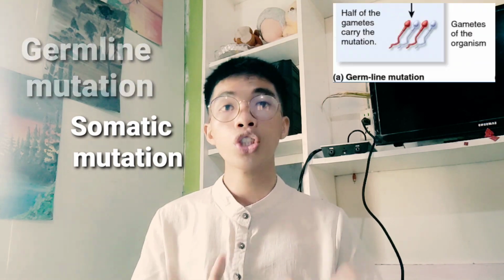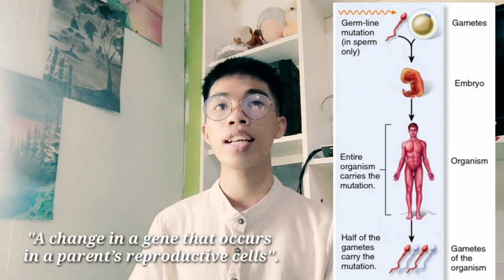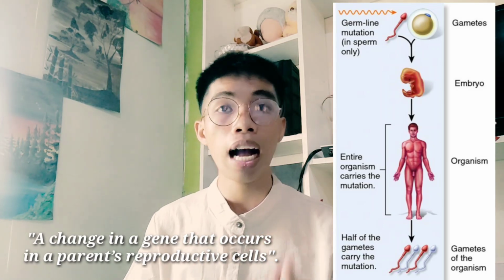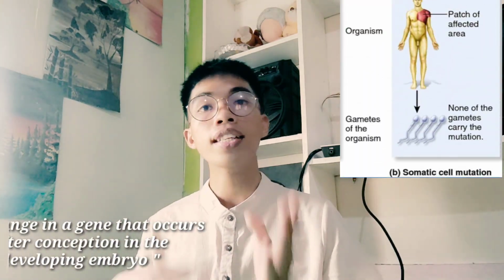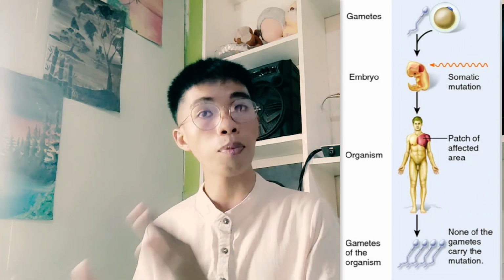Germline mutation is a change in a gene that occurs in the parent's reproductive cells that affects the genetic makeup of their children. On the other hand, somatic mutation is a change in a gene that occurs after conception and in the developing embryo that may become a baby. This occurs in all cells in the developing body except the sperm and the egg. Somatic mutation cannot pass from parents to their children because traits are passed only from the sperm and egg.